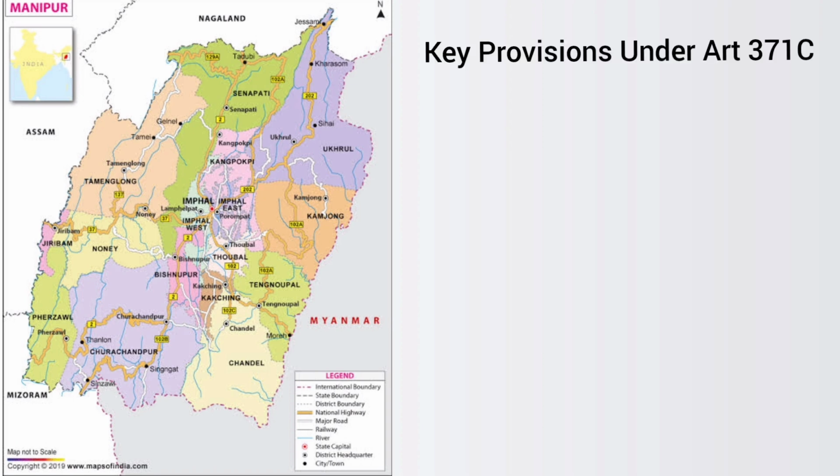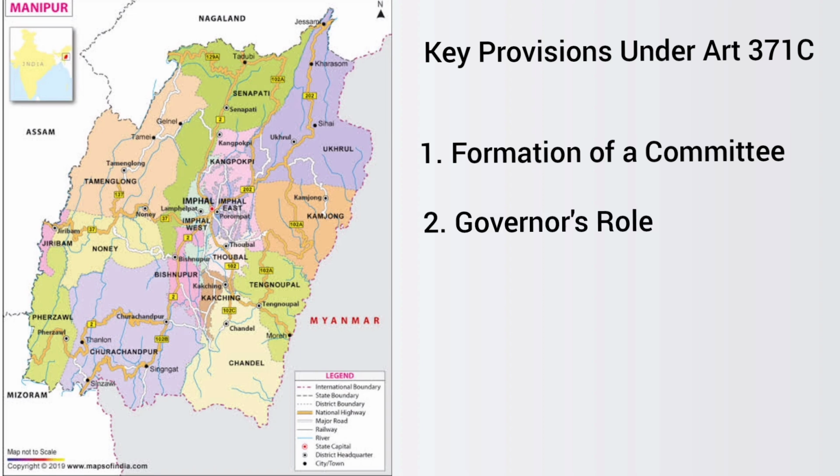Now, let's break down the main provisions of this article. First, it allows the governor of Manipur to set up the Hill Areas Committee. This committee can recommend changes to laws or actions that might harm tribal interests. The governor has a special role here, with the authority to act on the committee's recommendations, ensuring the tribals living in the hills have a say in decisions that affect them directly.